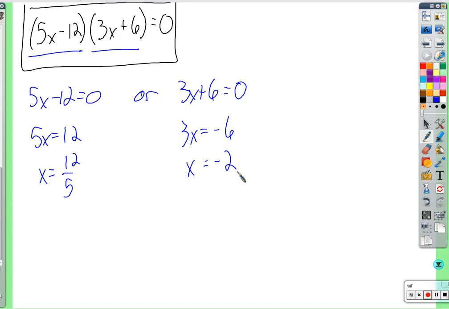So we add 12 to both sides, get 5x equals 12. Divide by 5, x equals 12 fifths. We subtract 6 on both sides, 3x equals negative 6. Divide by 3, x equals negative 2. So either way you go, either that's zero or that's zero. Solve for x, we get those two solutions. Okay.